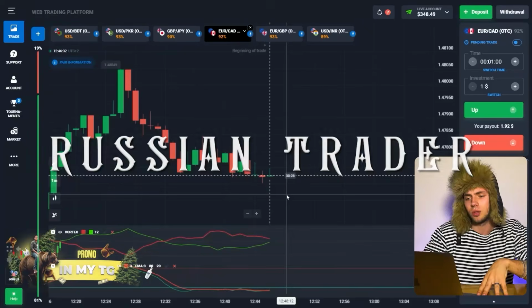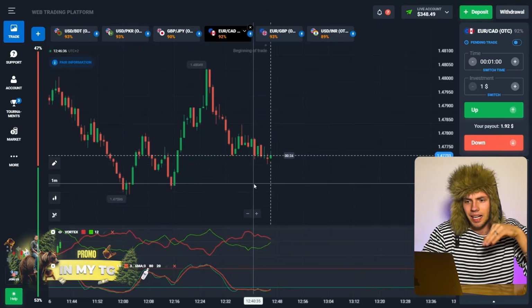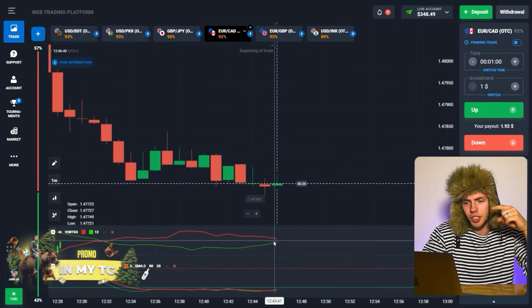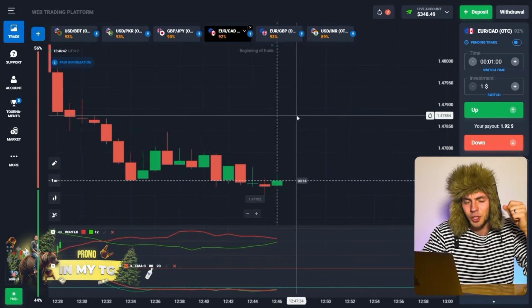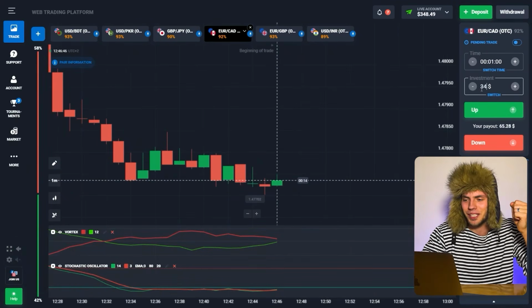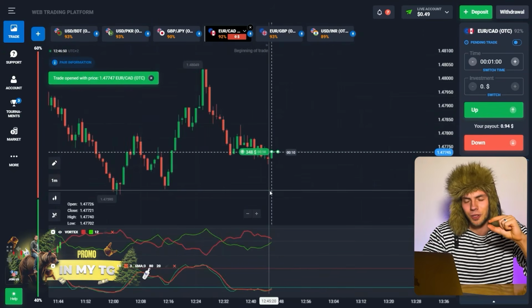Okay, euro to Canadian dollar, right? We have the end of a trend over here, the end of a downgoing trend, which is the beginning of the upgoing trend. All right, so this is a very good moment. You see, these lines according to Vortex are just about to intersect.